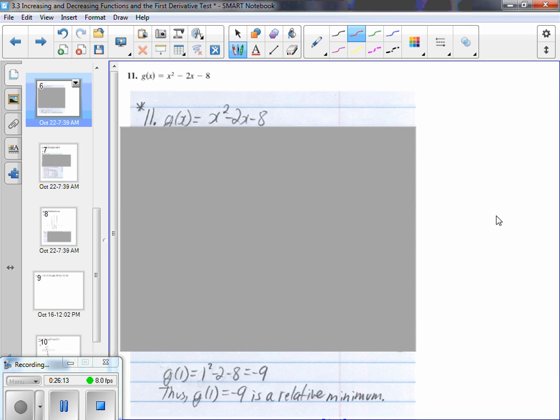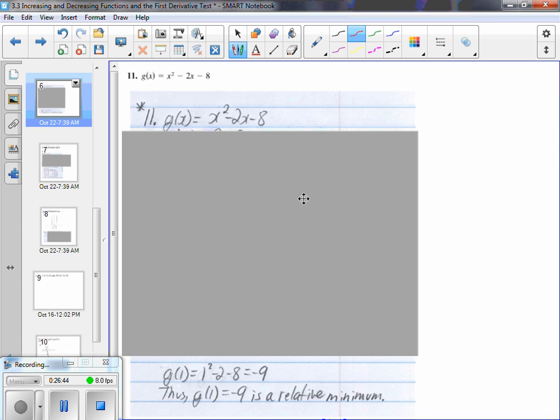All right, on 11. The directions say, identify the open intervals on which the function is increasing or decreasing. And I'm going to go ahead and use this as an example of how to use the first derivative test to find relative extrema. Okay? So we're going to do what they say first, and then I'm going to show you how to continue this on and find the relative extrema.